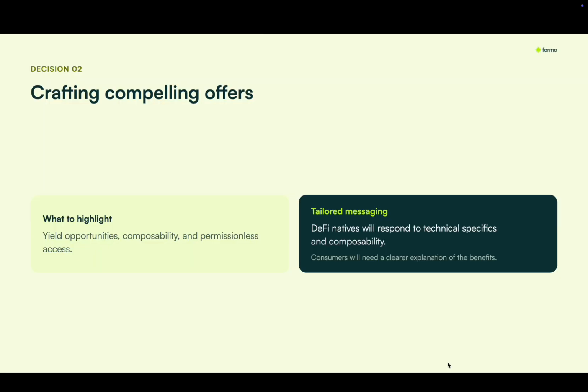Once the ICP is clear, the next decision is the offer. For DeFi products, the value proposition can include yield opportunities, composability, and permissionless access. The messaging should then match the audience. DeFi natives will respond to technical specifics and composability. Consumers need a clearer explanation of the benefits. The offer and the audience need to line up from the start.